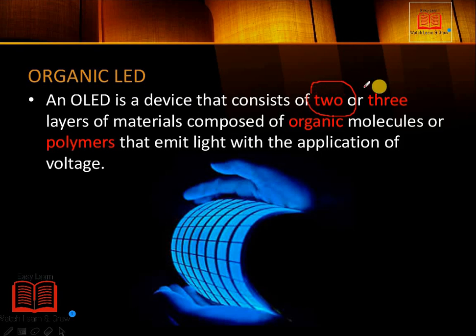We are going to focus on 2 or 3 layers, depending upon our construction materials, but mostly 2 are used. It is a material composed of organic molecules or polymers. 2 types of materials can be used: number 1, organic molecules, and number 2, polymers. You can see from this image that they can also be folded.